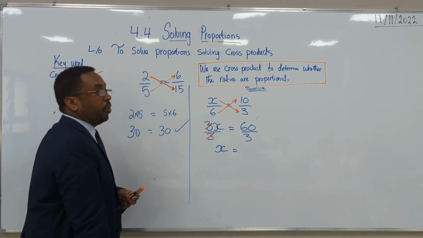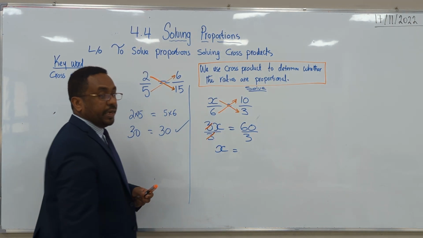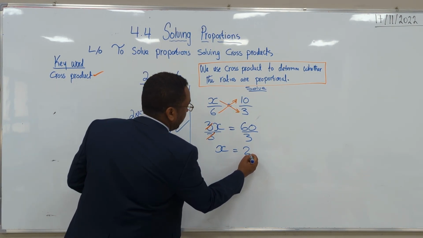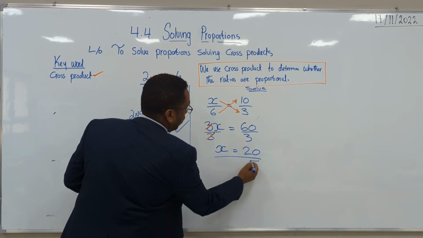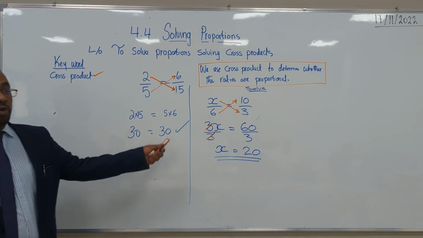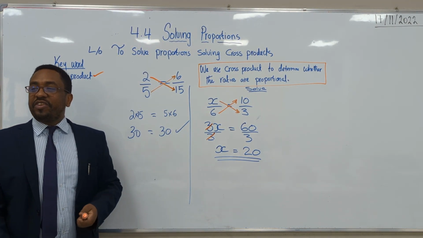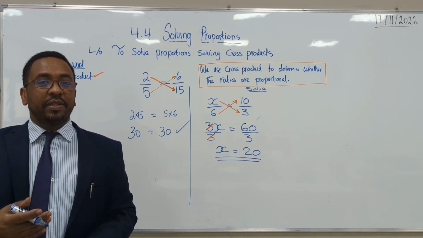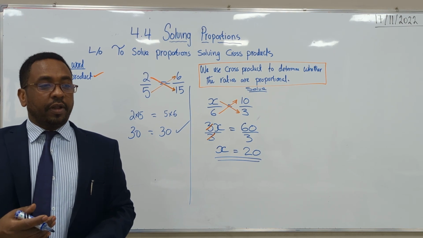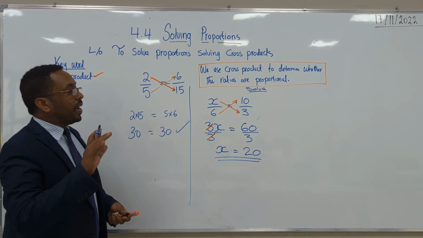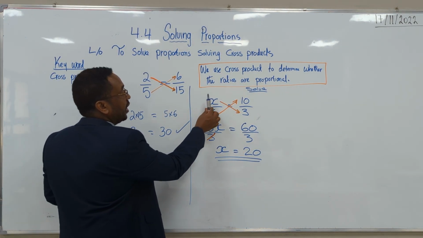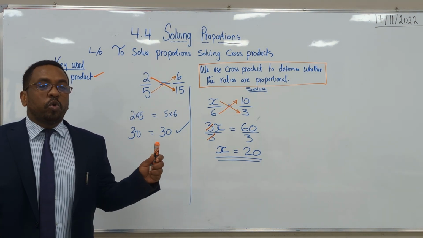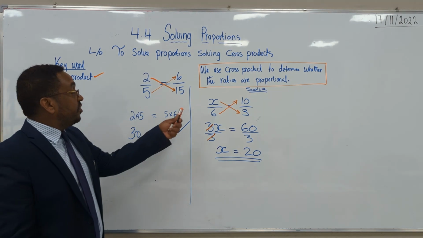So x will be equal to what? What is 60 divided by 3? Exactly. So the final answer is 20. X equals 20, and we have solved it. We found the missing number. Do you guys get that? Or do you want me to repeat it? Yes? Let me just quickly recap. So what I said was, you will have two equivalent ratios, but one side is missing.